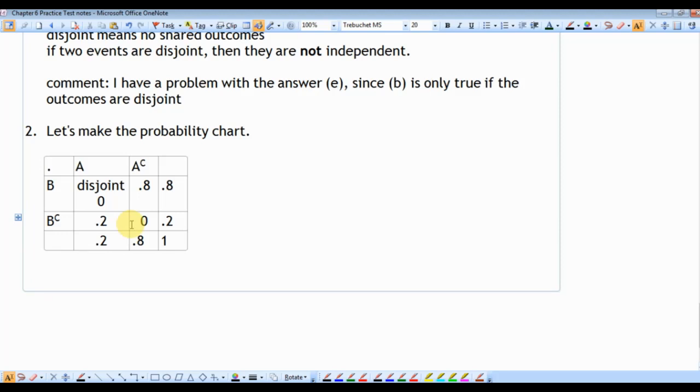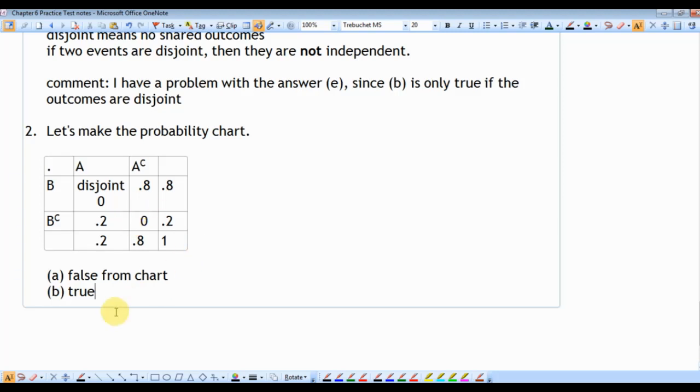Okay, so let's see. The probability of A and B being 0.16, that's going to be false, from the chart, right? B. Probability of A or B equals 1. That's true, right? How do we know this?